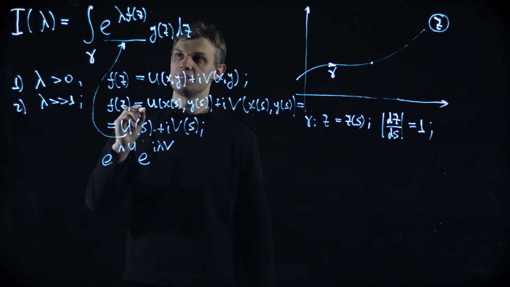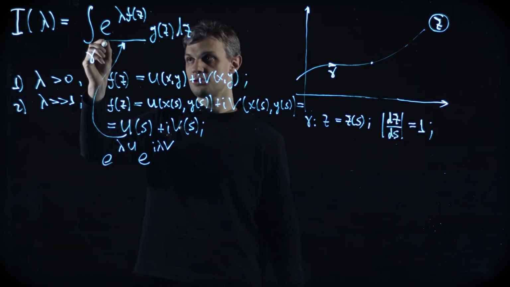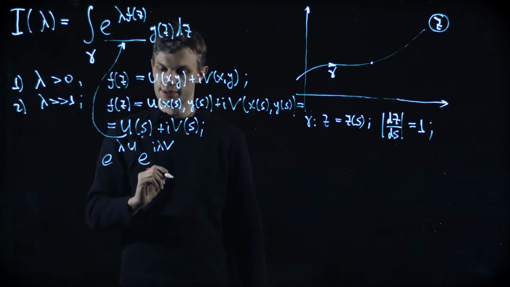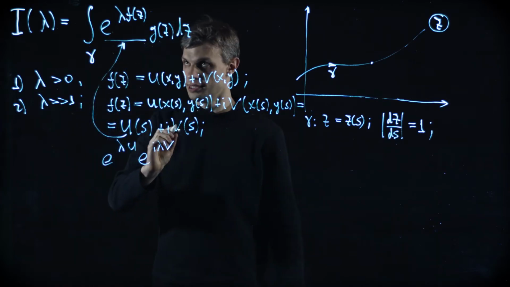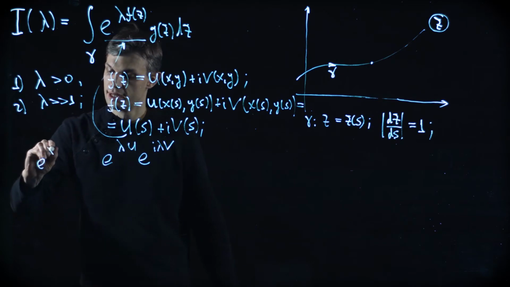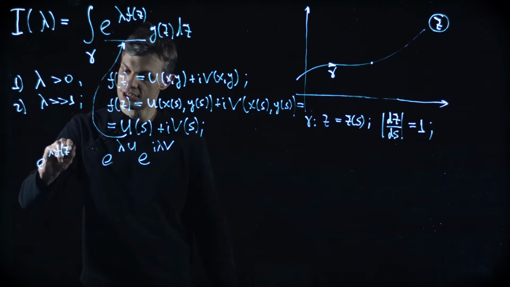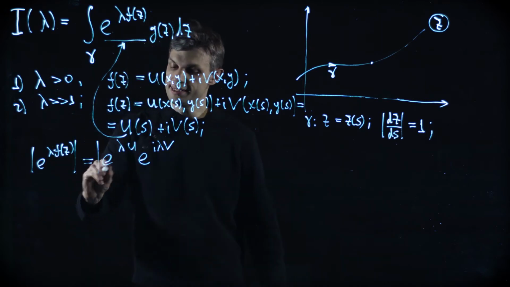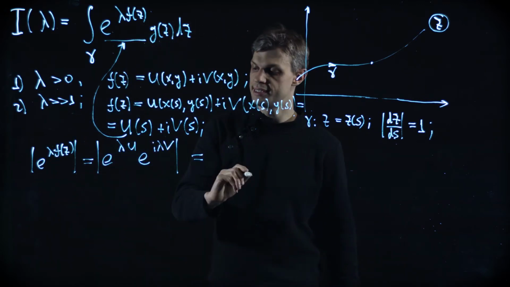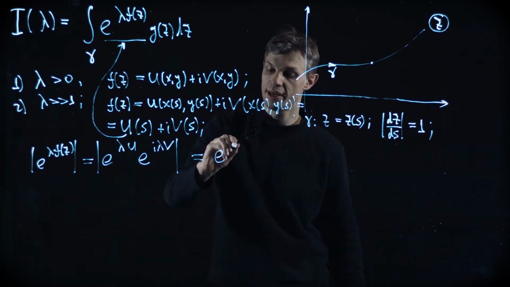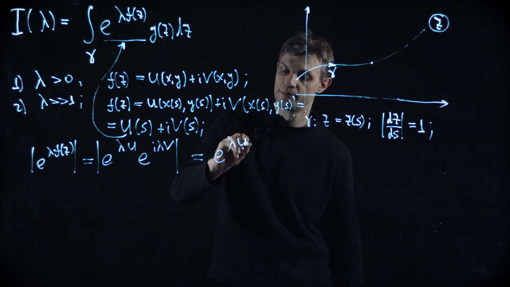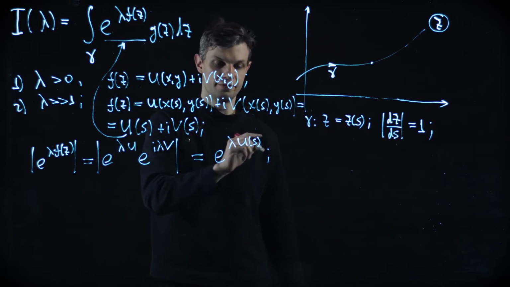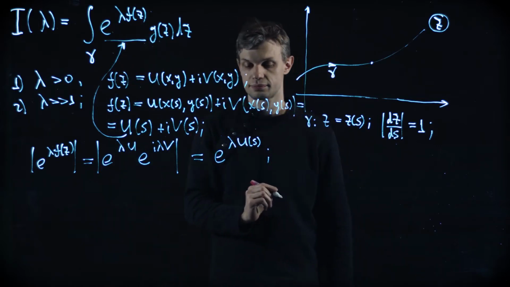The most significant part of the integral is defined by the modulus of its integrand. So it's the modulus we are interested in. So this is our function. Let's take its modulus. And we clearly see that the modulus is entirely defined just by the real part of our exponent, the function u of s.